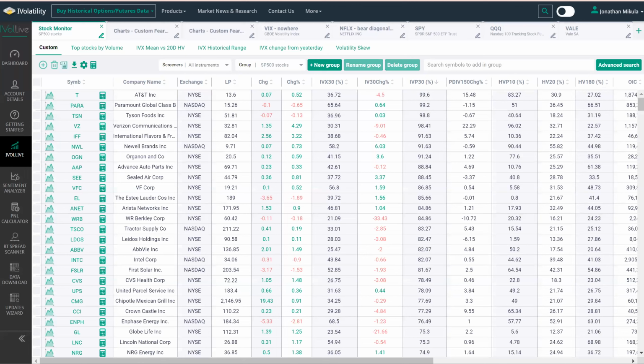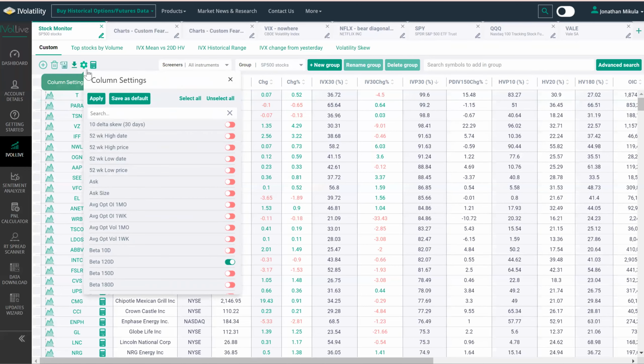What you'll see here is when you click on Ivo Live, you default to the custom scan tab, and it's called custom scan because you're able to add all kinds of fields to the scanner. One question that we got before we went live today is, how do you add or take away from the column settings? This is how you do it. You click on this gear icon and you can see this is everything we have available to filter through.